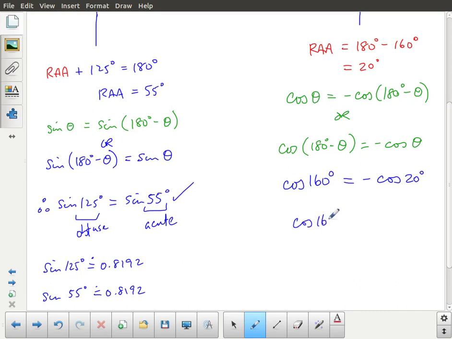The cosine of 160 degrees is equal to, and I want you to do this as well, but you'll see that the cosine of 160 actually ends up being negative 0.9397, approximately. And then the negative cosine of 20 degrees is going to be the negative of the cosine of 20 degrees, so I'll do it that way. The cosine of 20 itself is 0.9397, but of course we had to include the negative in front, and we end up showing that it is indeed equal.